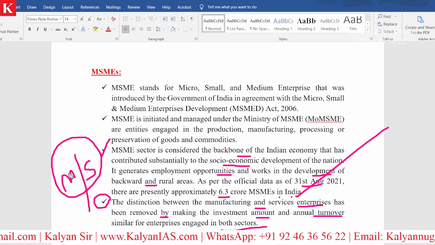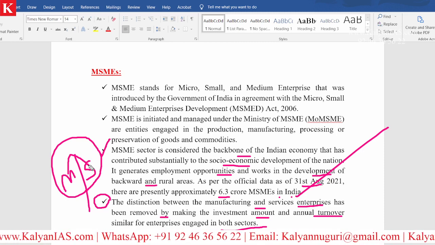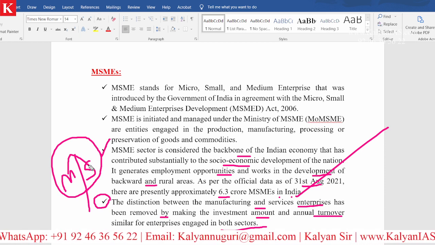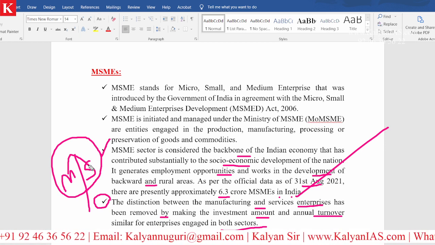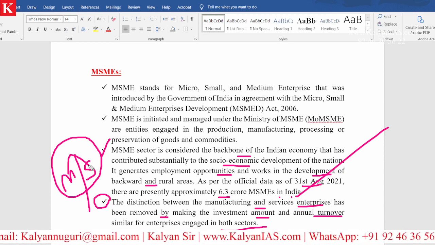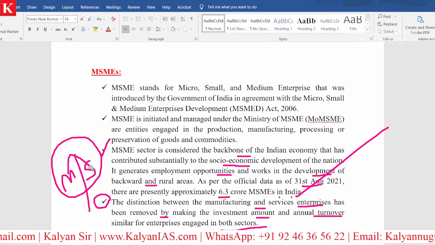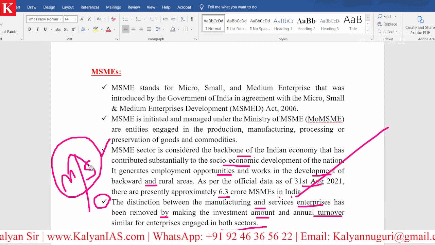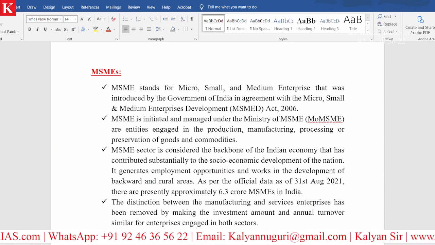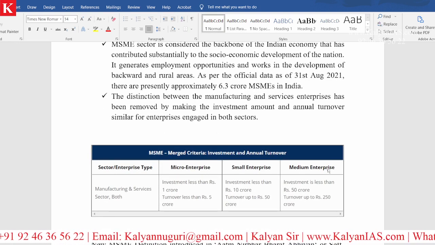So you need to remember only one concept now: which industry falls under micro, which falls under medium or small. Clear? As far as the definition is concerned, there is no distinction between manufacturing and service enterprises. Let's have a look at this now. Simple.